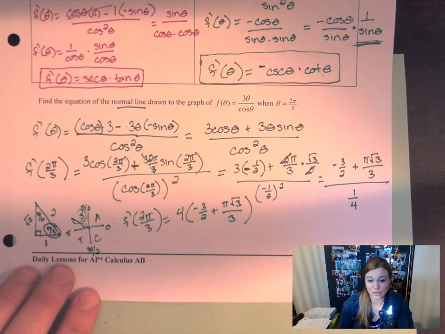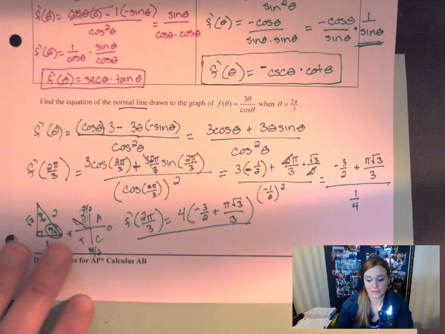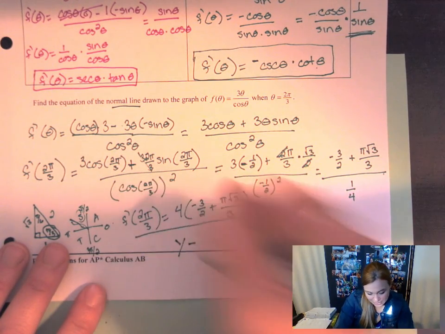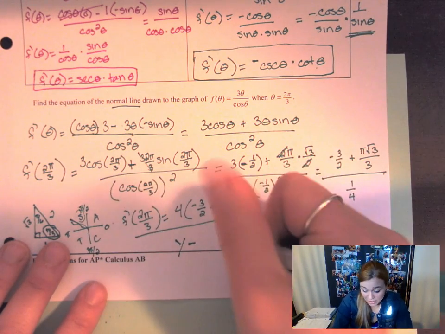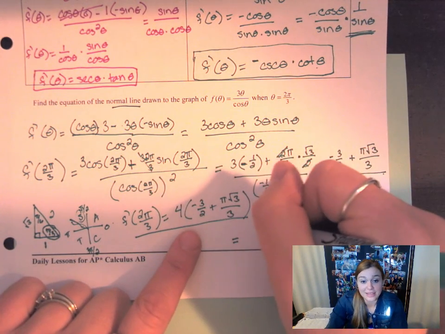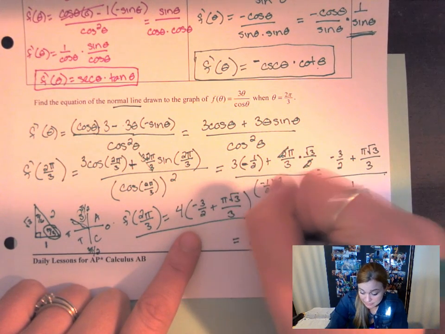So even though this looks disgusting, I found the slope of my tangent line. This says the equation of my normal line. So I would say y minus y1 is equal to m. So my m is the opposite reciprocal. So I'm going to say negative 1 over this whole mess.